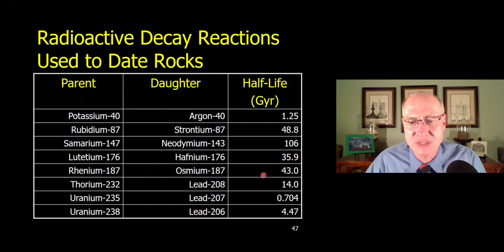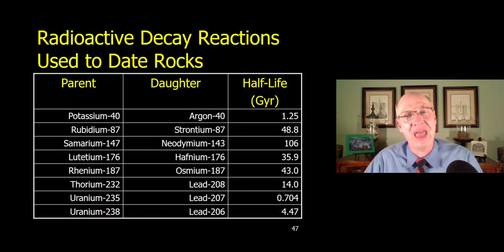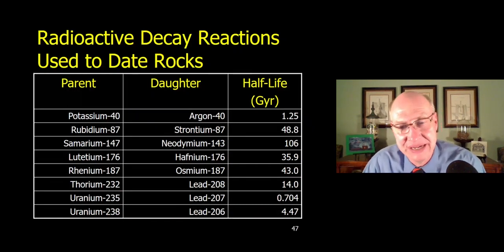Rhenium decays into osmium with a half-life of 43 billion years, thorium into lead, uranium into lead. And here are two different kinds of uranium, two different isotopes of uranium. Uranium-235 decays into lead-207 with a half-life of 700 million years. And uranium-238 decays into lead-206 with a half-life of 4.5 billion years.